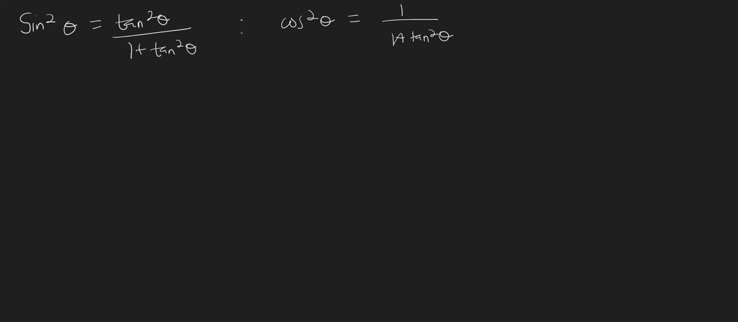So in this tutorial we will be proving these trig identities, that is expressing sine squared and cosine squared in terms of tangent squared. So how to go about expressing sine squared in terms of tangent squared or cosine squared in terms of tangent squared. So let's dive right into it. So the first one.